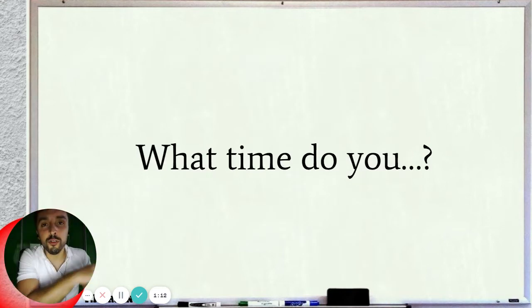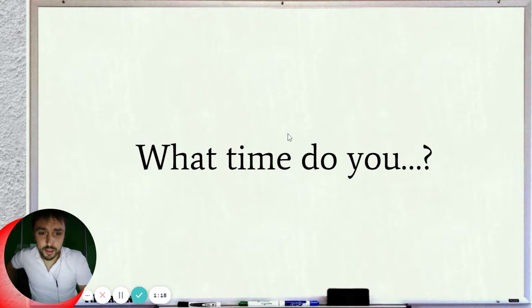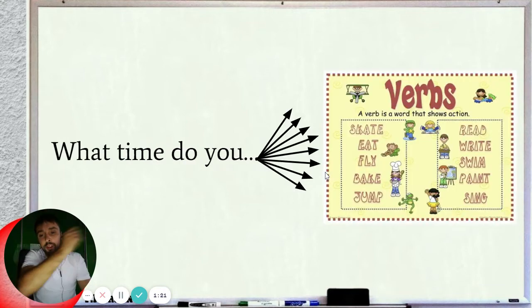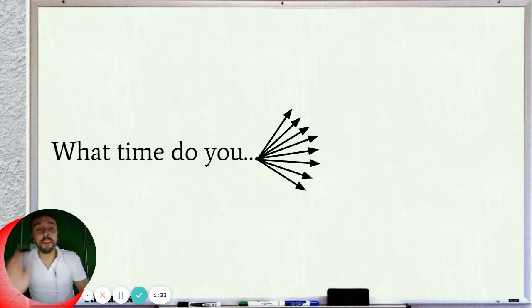Okay, and here's our question from Unit 5. What time do you? Or what time does he? Or what time does she? Okay, we've got this do, and do is related to verbs. Verbs are things that you do. Verbs are doing words. Actions, things you do. And here are your 6 verbs from Unit 5.